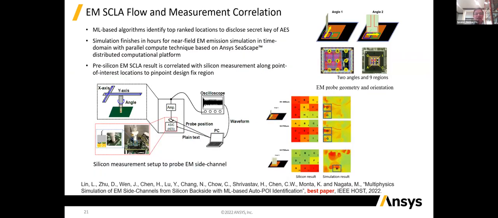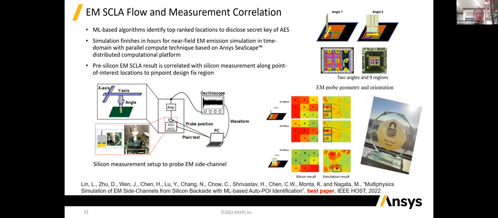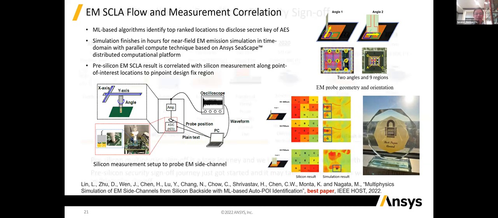The other area is the electromagnetic side channel. Now we calculate the electromagnetic field on top of the surface or on the substrate side, which can be 100 microns away, similar to the EM probe. Not only that, we can identify the locations and give this information to the measurement people, saying these are the potential locations that can have EM side channel leakage. That can save the measurement, certification, and diagnosis people a lot of time. And we won the best paper last year.